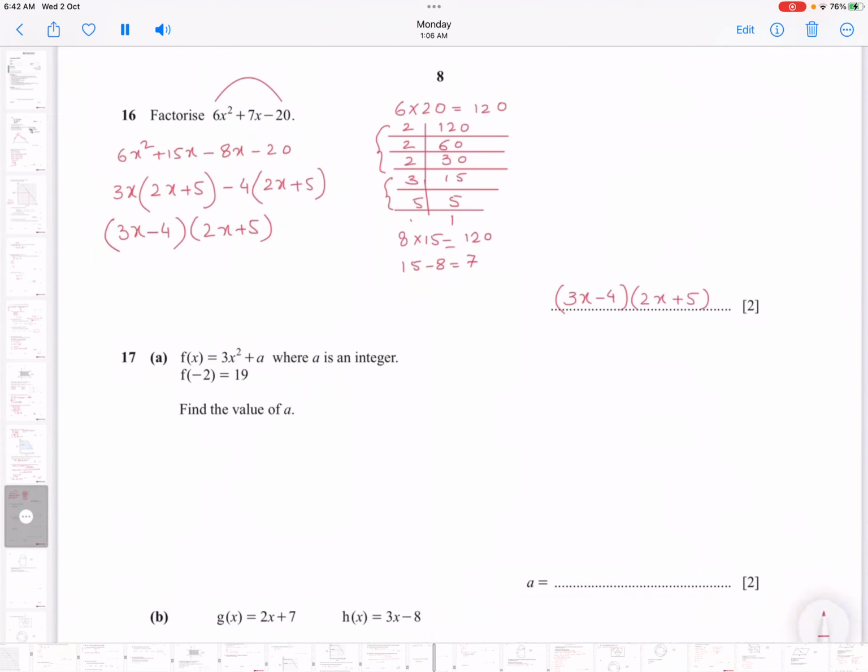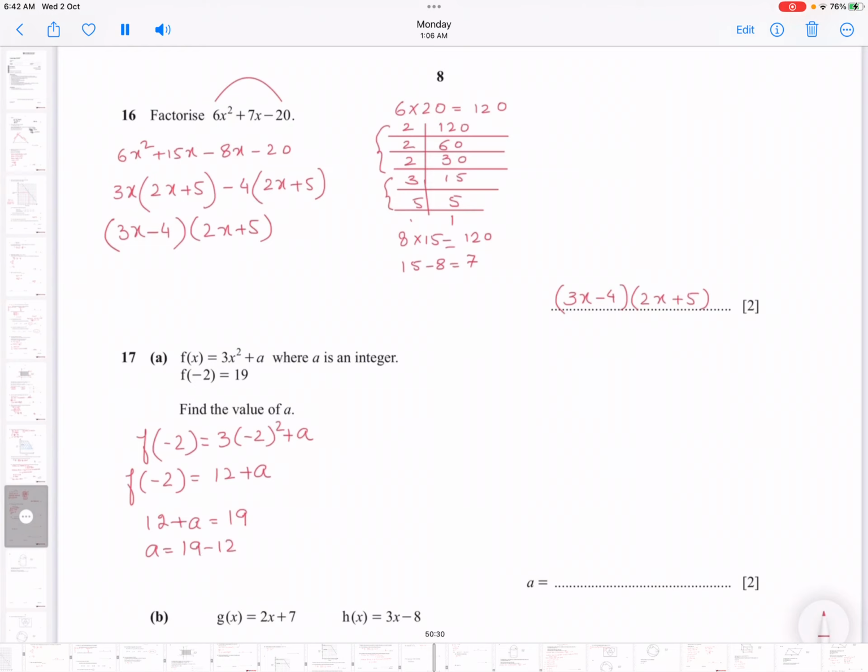17. f of x equals 3x square plus a, where a is an integer. f of minus 2 is equal to 19. Find the value of a. So first of all, find f of minus 2 by writing minus 2 in x and simplify it. You get 12 plus a, so equate it with 19. From here you can find the value of a, which is 7.